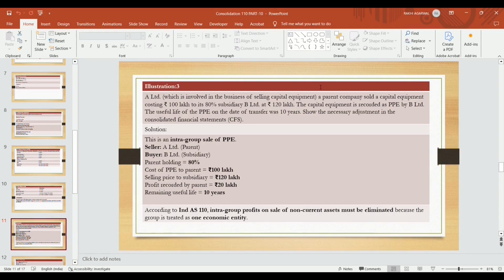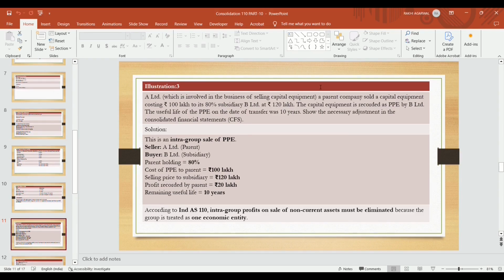The useful life of PPE on the date of transfer was 10 years. Show the adjustments in the consolidated financial statement. Solution: this is an intra-group sale of PPE. Seller A Limited, that is the parent company. Buyer B Limited, that is the subsidiary.